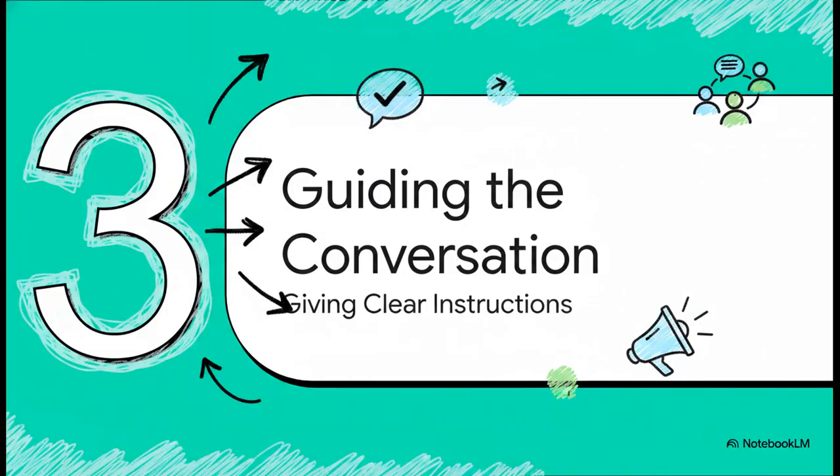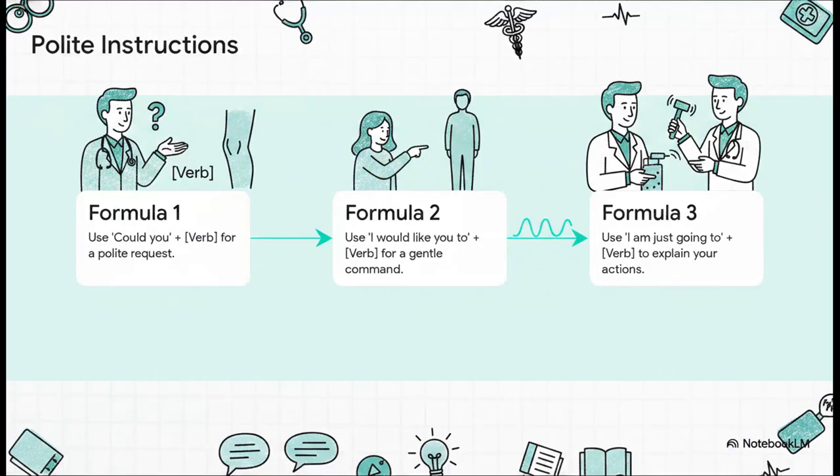So, you've asked your questions, you've gathered all the information, now the tables turn. It's your turn to give instructions back to the patient, and you've got to do it with that same confidence and clarity. The key here is professionalism. You never want to use a raw command like, stand up. Instead, you use these simple, polite formulas. For a request, try, could you, as in, could you please bend down for me? For a gentle but clear instruction, use, I would like you to. And to explain what you're about to do, you can say, I am just going to test your reflexes now. These phrases are always clear, professional, and respectful.